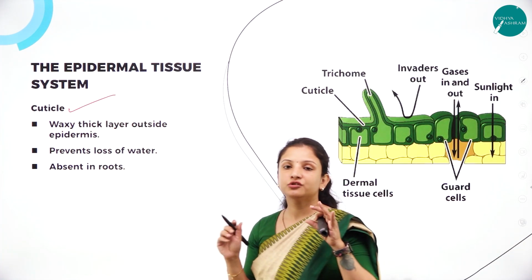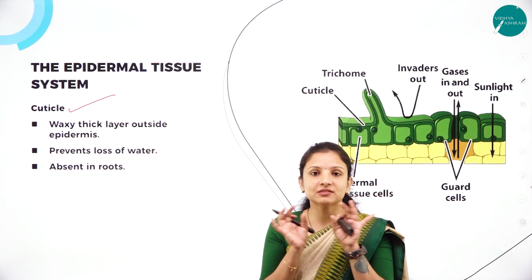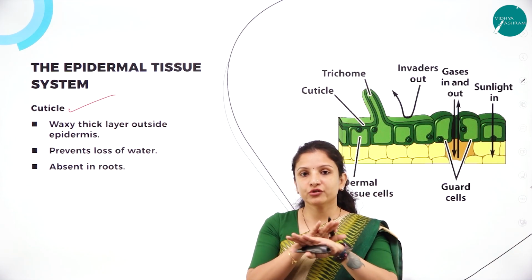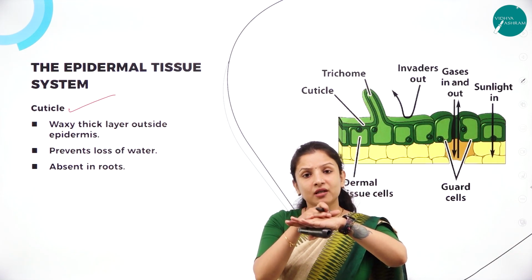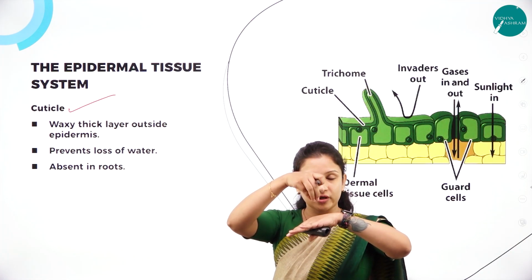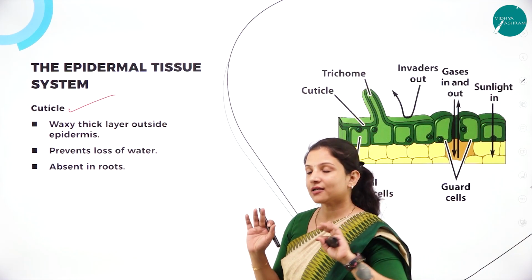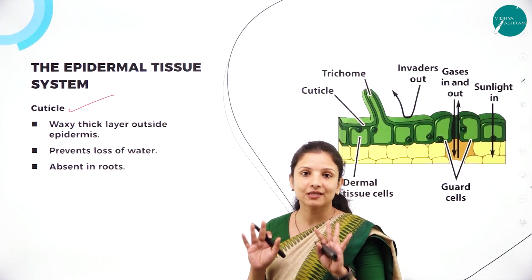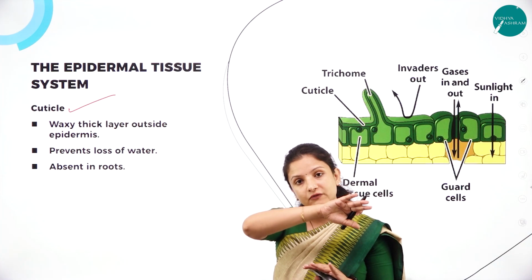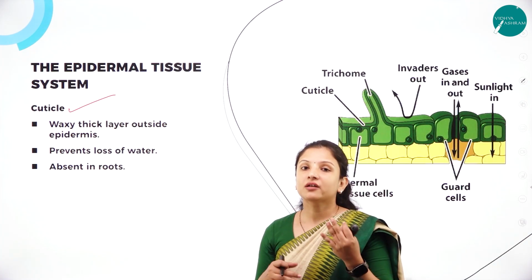This cuticle is usually thick, waxy. It is waxy because wax acts like a water repellent. If you rub a layer of wax or any oil on your skin and then you pour water, the water will not get absorbed, it will just drop off from your skin, right? So that is how the waxy thick cuticle, which forms the covering of the epidermis, acts like a water repellent.